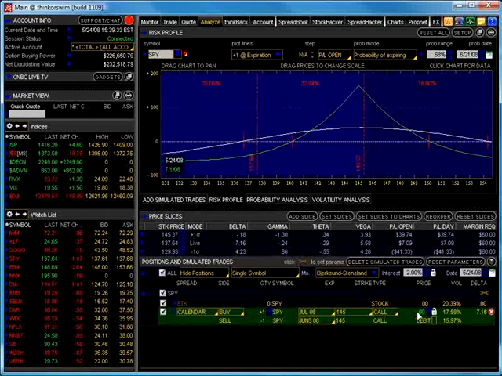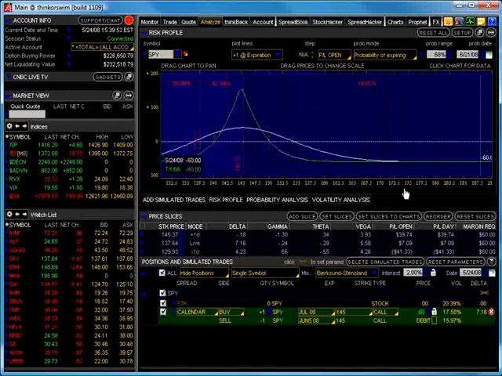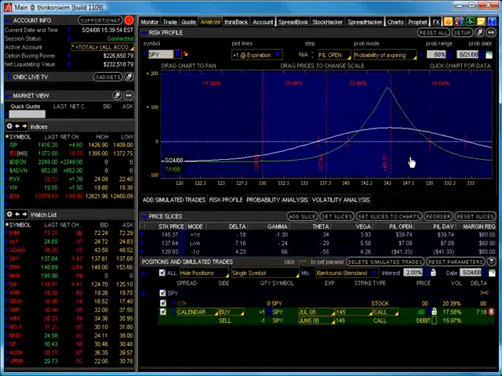With a calendar spread, the most you could lose on any of these spreads is the price that you pay for the calendar. And you can see that our margin requirement is only $60. And if we extend our graph out, you can see also that the maximum loss is $60 no matter how high the price went and no matter how low the price went.